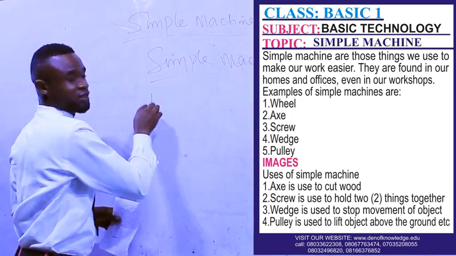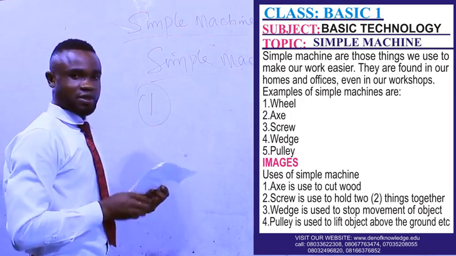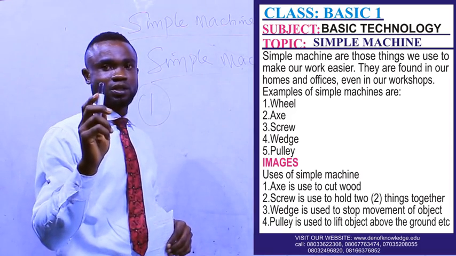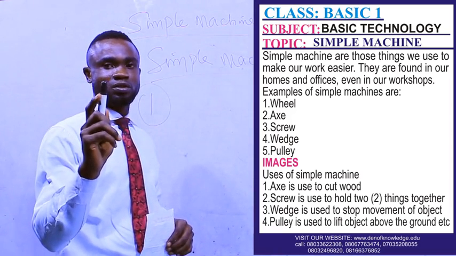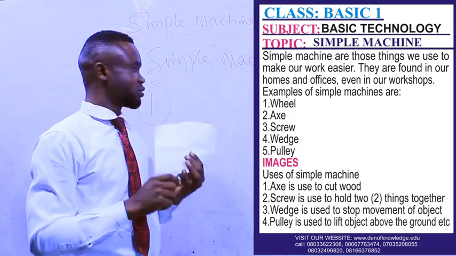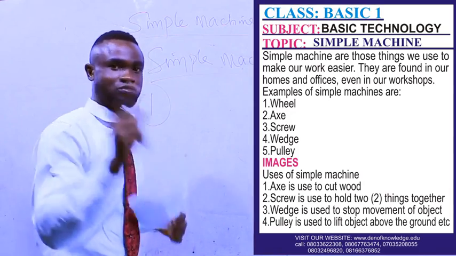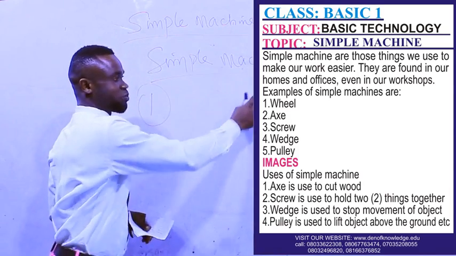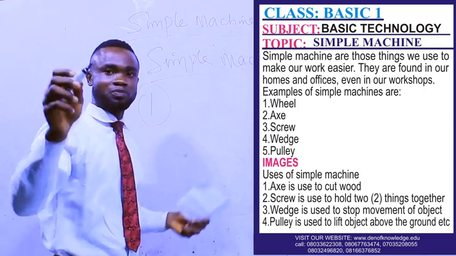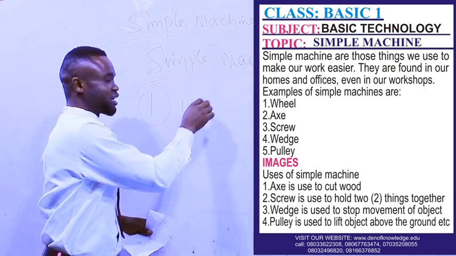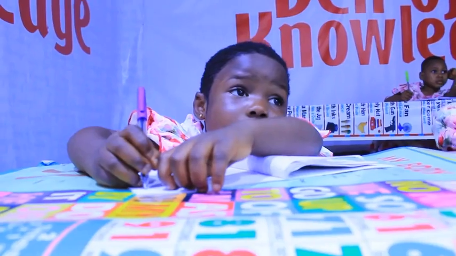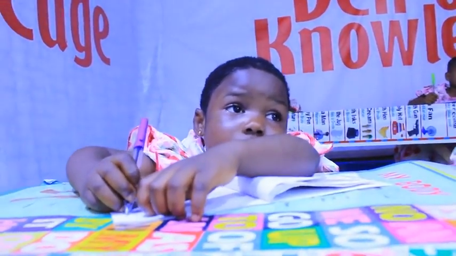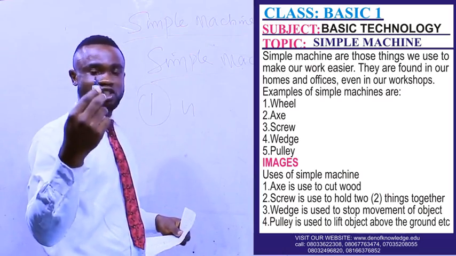One is the pen. A pen is used to write. You can't use your finger to write. It's not possible. But with the use of this pen, it's very easy. You can write your name with this pen. So, a pen is a simple machine.